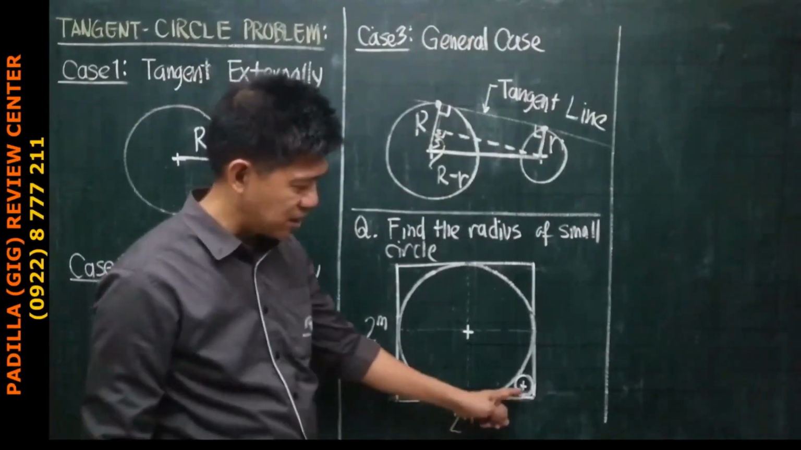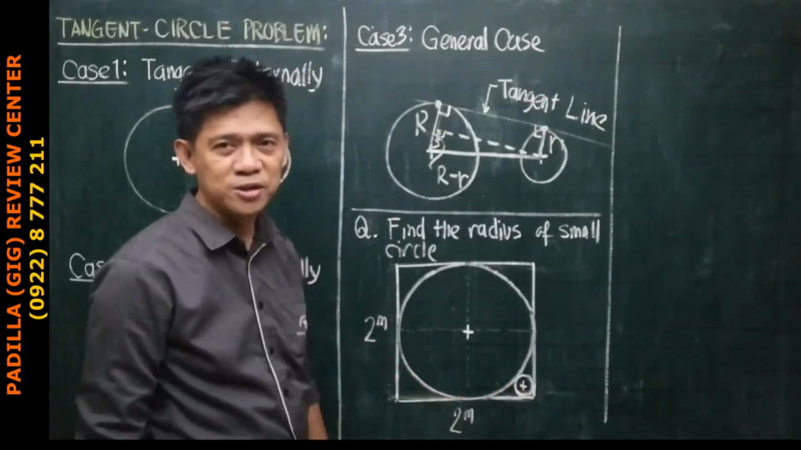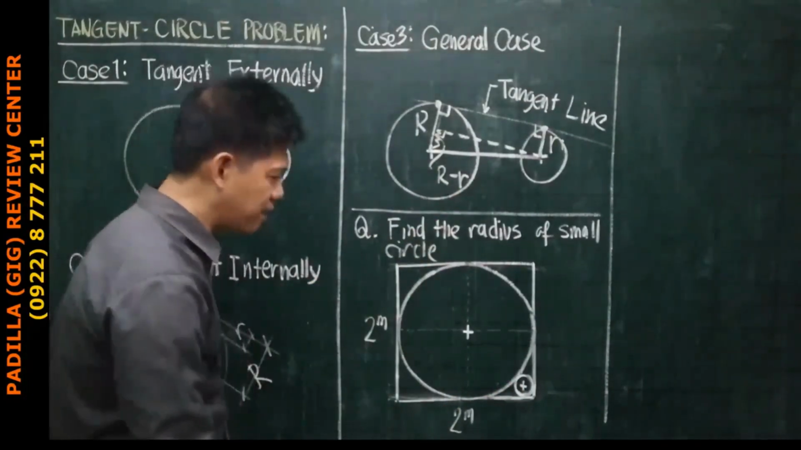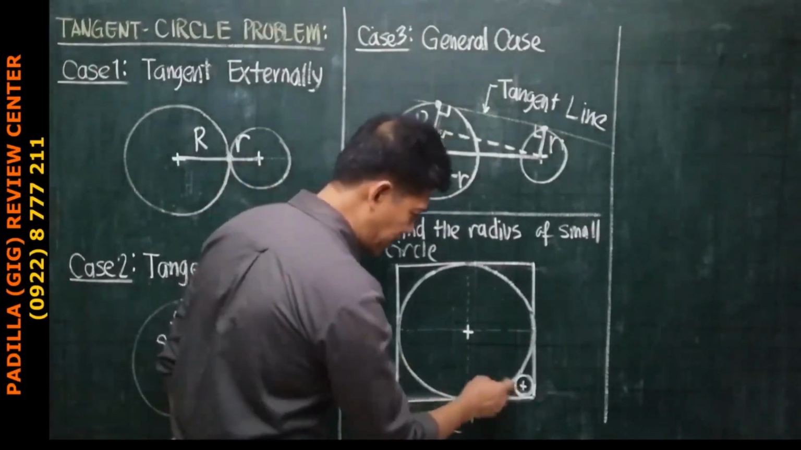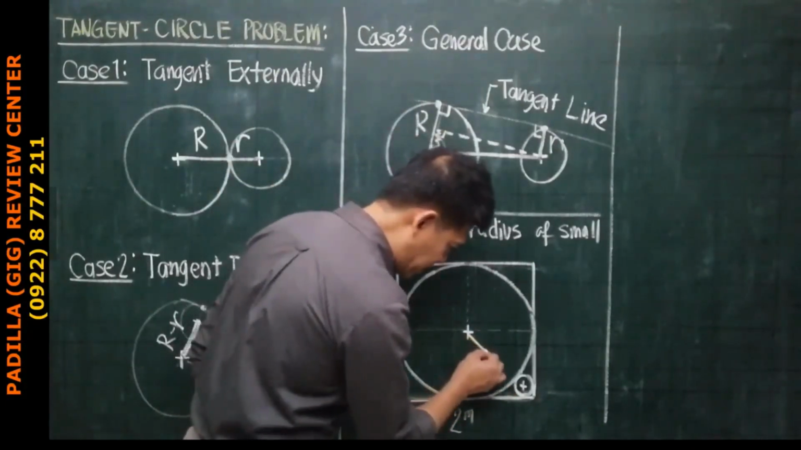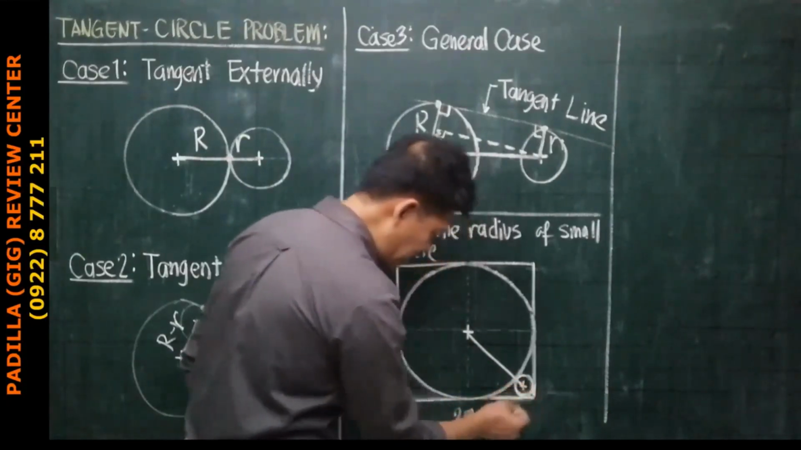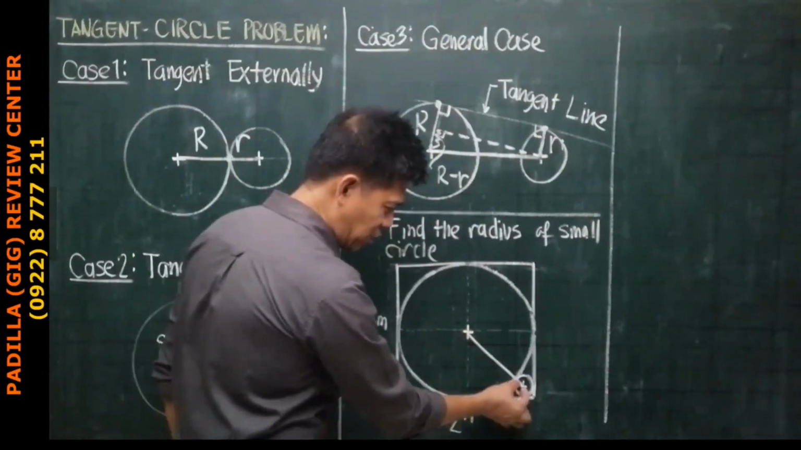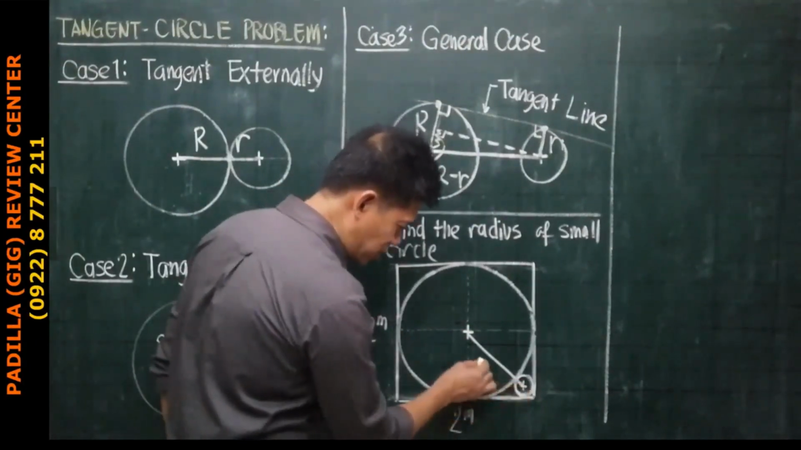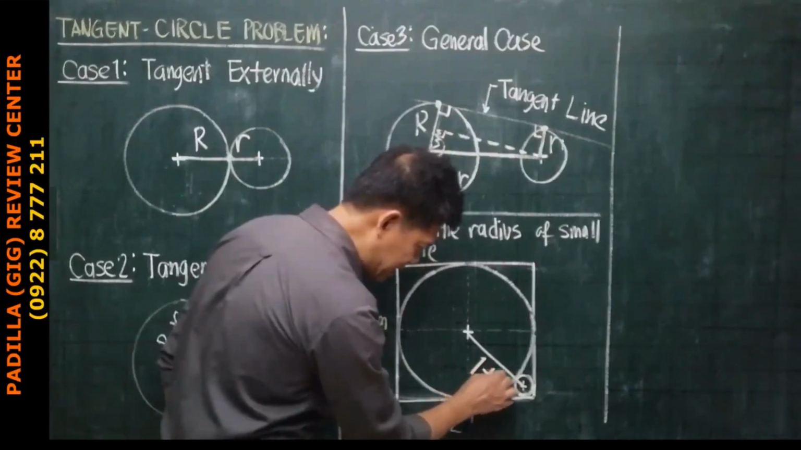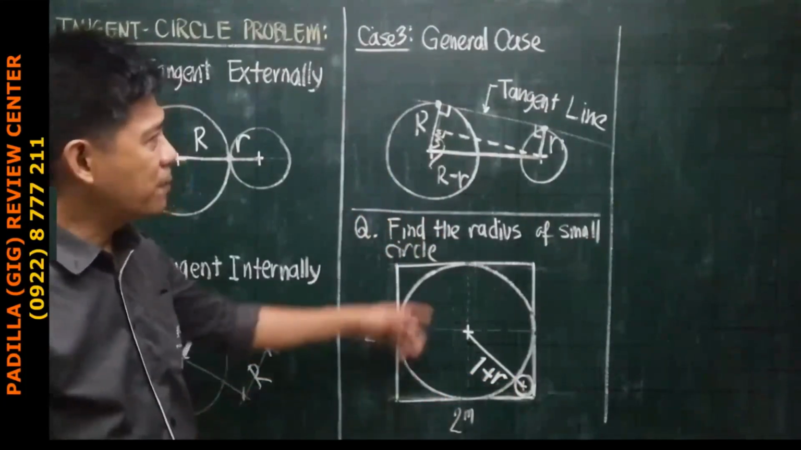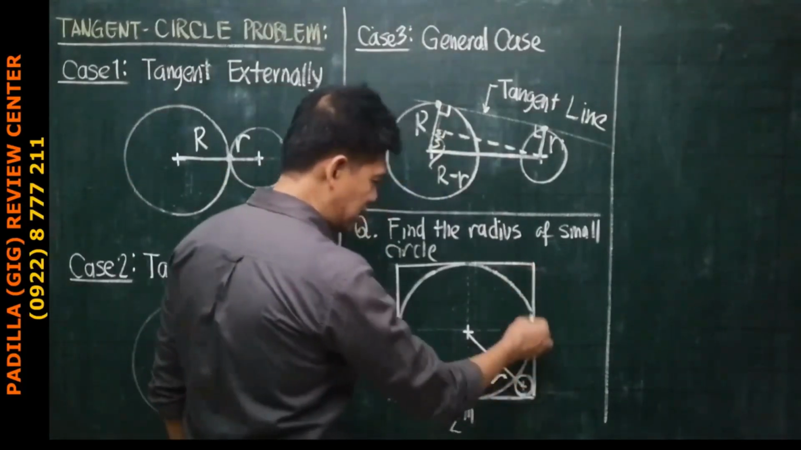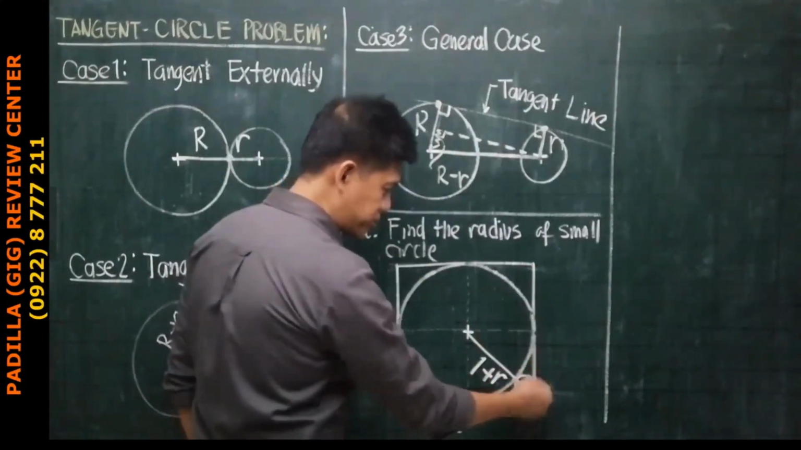How shall we find the radius of this small circle? Let us begin with the fundamental. Whenever we are talking of two circles, the first thing to do is to connect their centers. The radius of this is 1, so this is 1, and the radius of this is small r, so this is 1 plus small r. Now, applying the tangent line concept, this line is tangent to both circles.